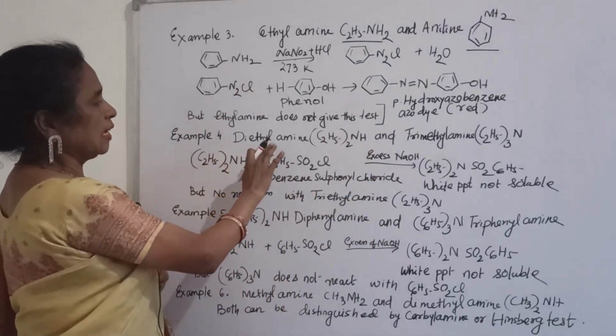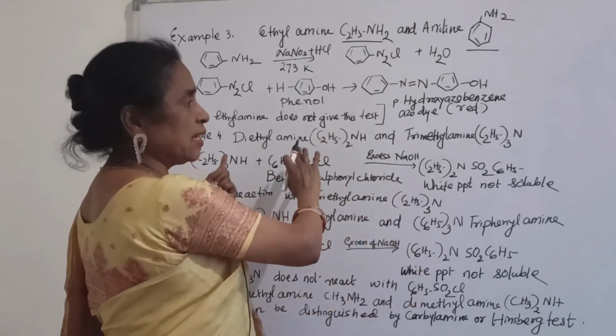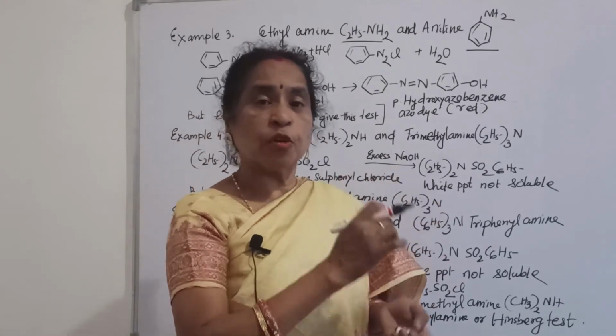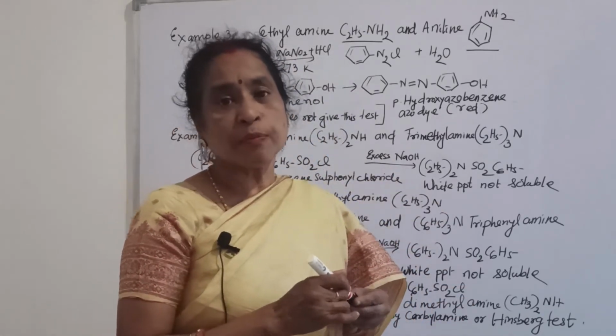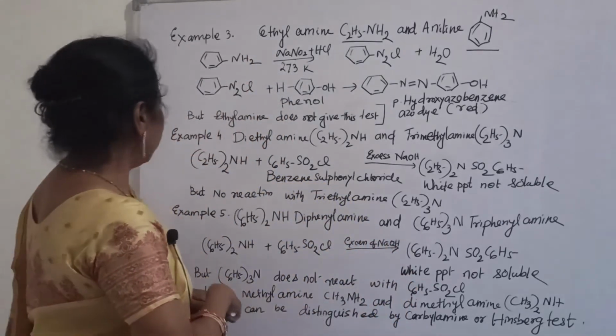Example 4, diethylamine and triethylamine. One is secondary, other one is tertiary. That means it is only possible to distinguish by the help of benzene sulfonyl chloride. That is called Hinsberg test.